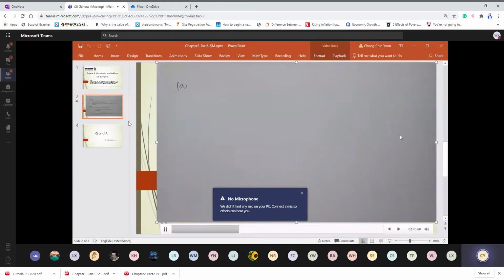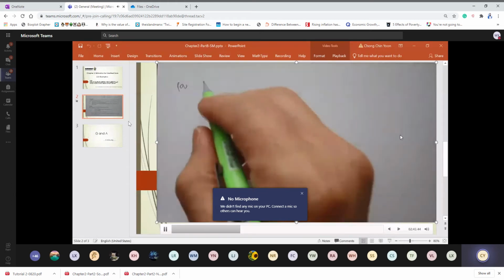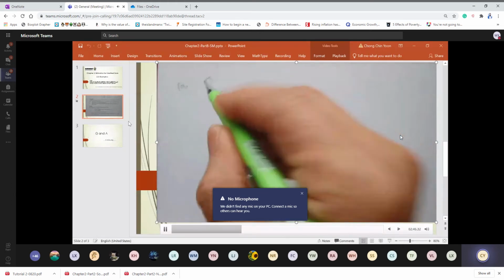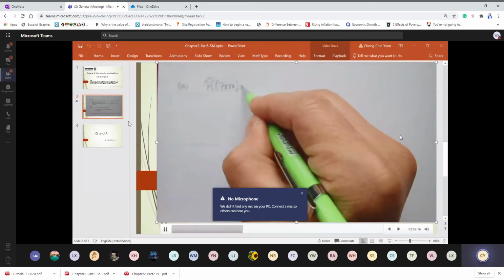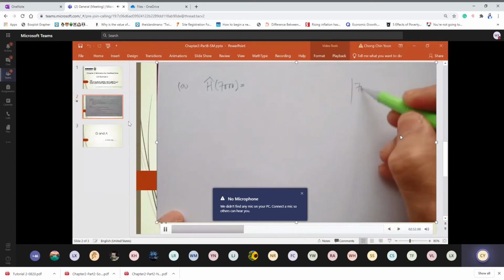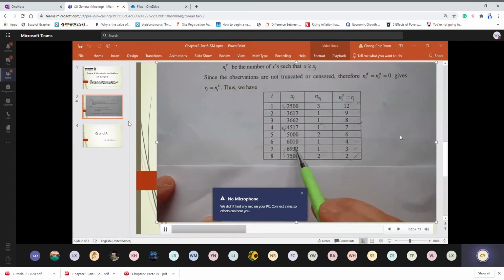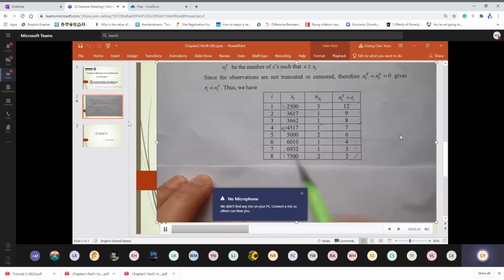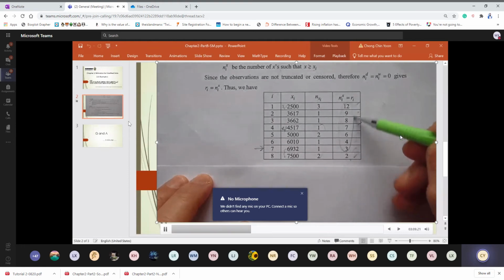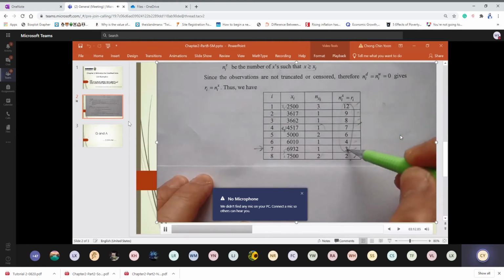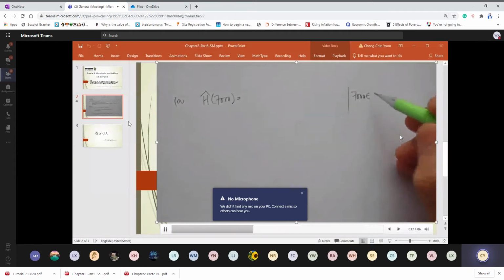Part A. We have to find the cumulative hazard rate at 7000. So we know that this 7000 actually falls on this group, the second last group from 6932 to 7500, and this is the lower bound. So you have to consider all the risk set values from 12 to 3. Here we have 7000, which falls on this group, 6932 to 7500.